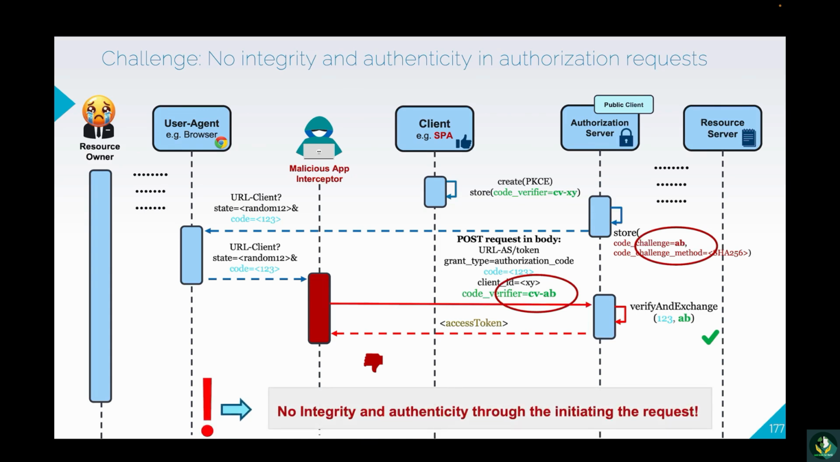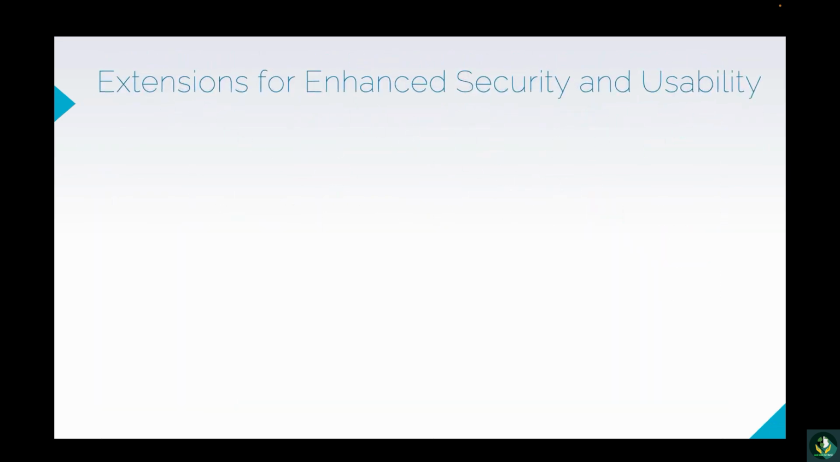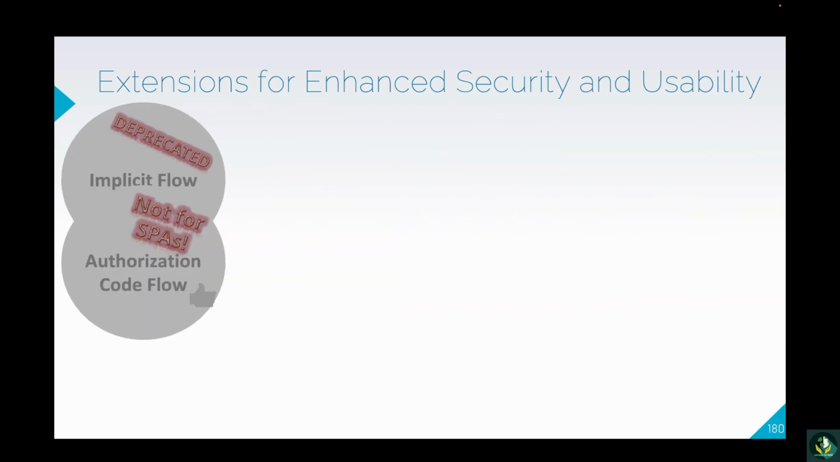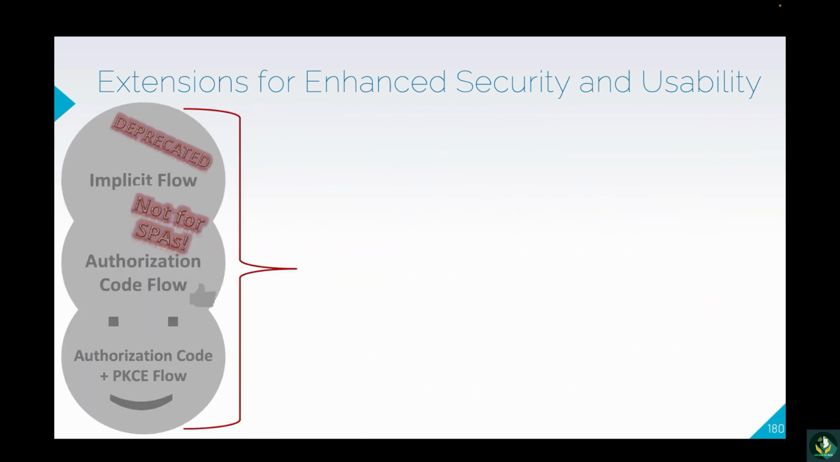No integrity and authenticity are enforced when initiating the request, leaving room for tampering with sensitive parameters. And this is exactly the security challenge we face here: the potential to tamper with some query parameters of the authorization request. Not only the code challenge, but also other sensitive information like scopes and any other critical details. Although this attack is technically difficult, it still poses a risk across all user-initiated flows, including the implicit flow, authorization code flow, and even PKCE flow.